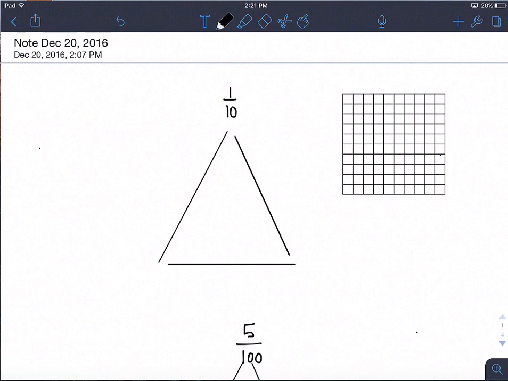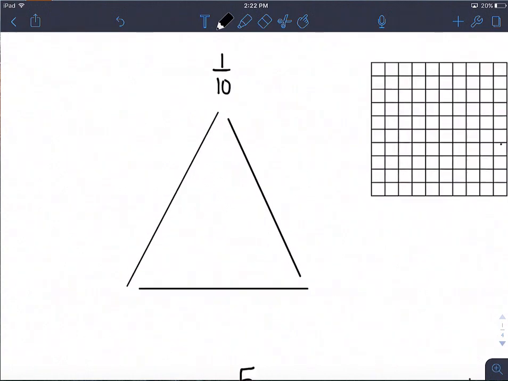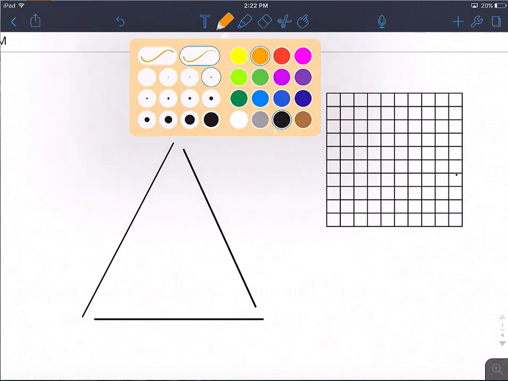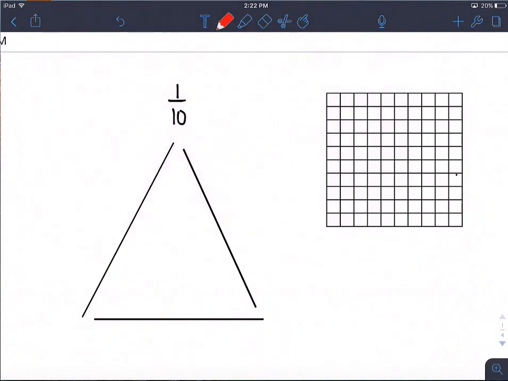So we are working on converting between fractions, decimals, and percents. So I've set up a few portions webs here, and the first one we have is 1/10. So really, we can start out by writing down our words that go with this fraction. And I like to write down exactly how I would say the fraction, which is 1/10.